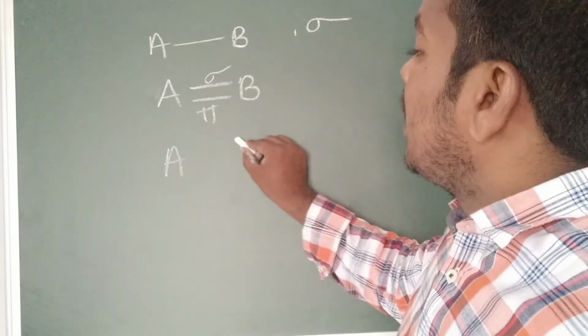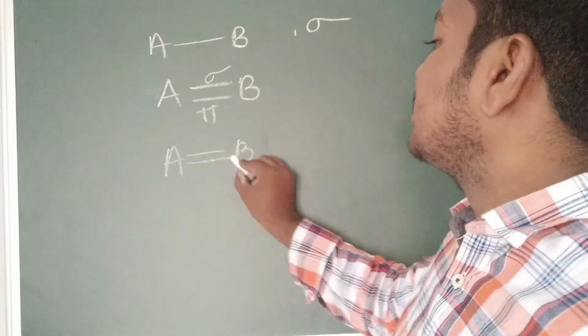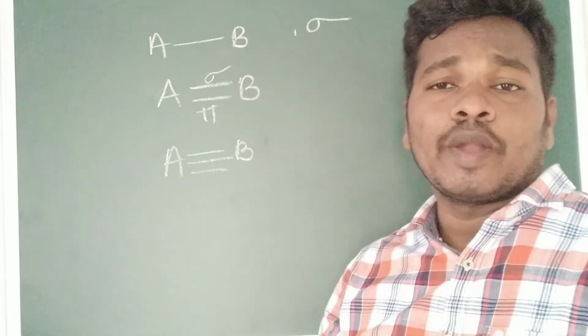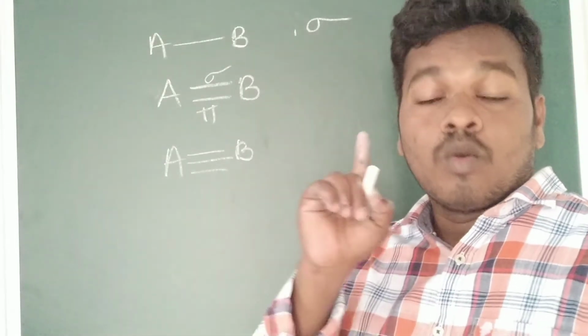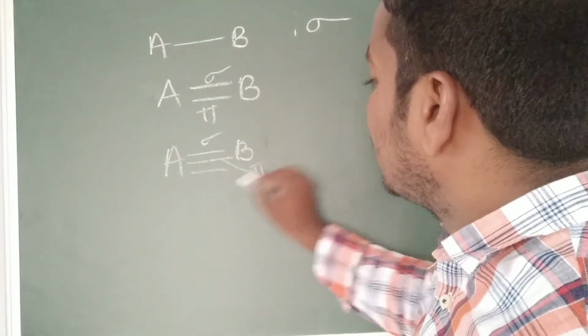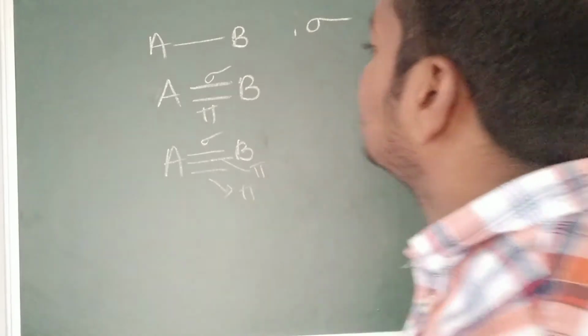If you see A and B with three bonds present, there is one sigma and two pi bonds. No matter how many bonds there are, only one sigma is present, and the rest are pi bonds.